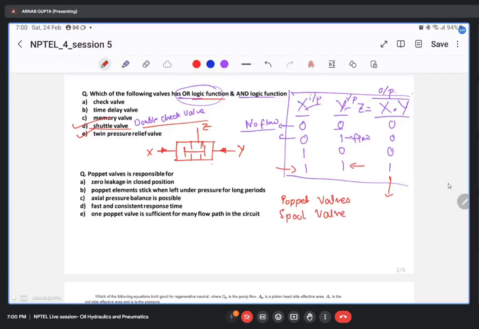Did I miss out one? I'm just asking, did I miss out anyone? So there is another type of valve, another classification. It's the rotary sliding valve.